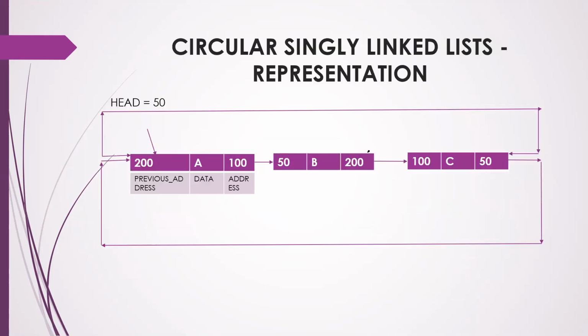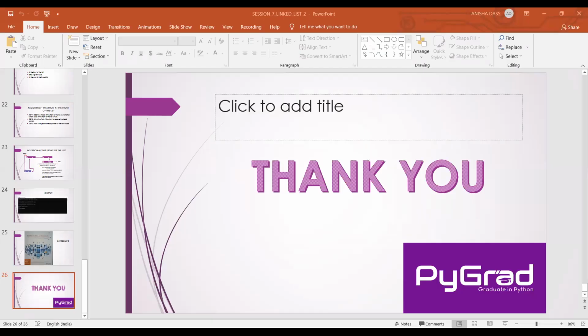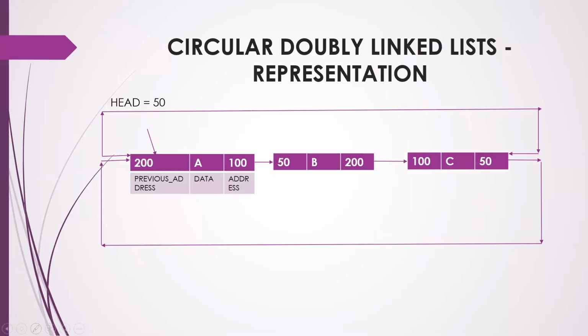This is circular doubly linked list. Sorry. So till now we saw circular singly linked list. Now we are going to see circular doubly linked list. In a circular doubly linked list, we have the previous address and the next address. And as you can see, the last element will point to the first and the first element will point to the last. Since it is a doubly linked list, there is a two-way link here. The last node will point to the first and the first node will point to the last.